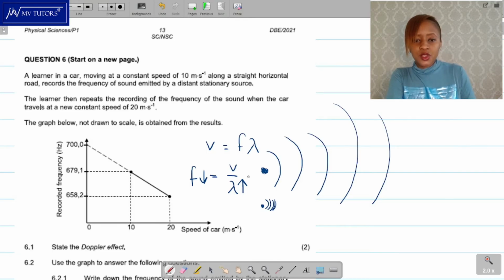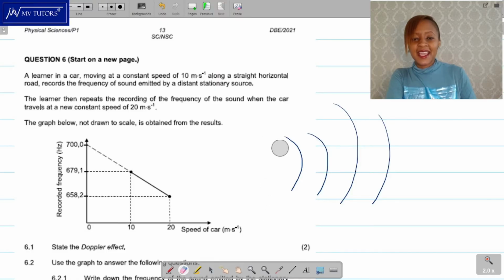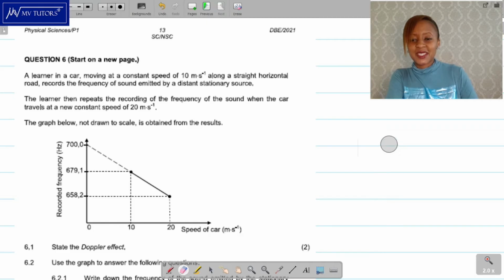Yeah, so the smaller the wavelengths are, or the distance between the wavelengths, then the higher the frequency will eventually be, or the higher the pitch. So that's something that you just need to understand. So by looking at this graph, I can tell that this student is moving away from the source of sound.